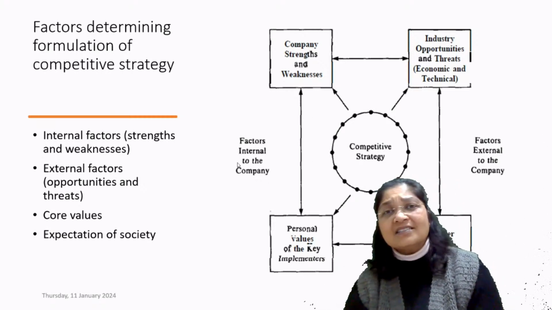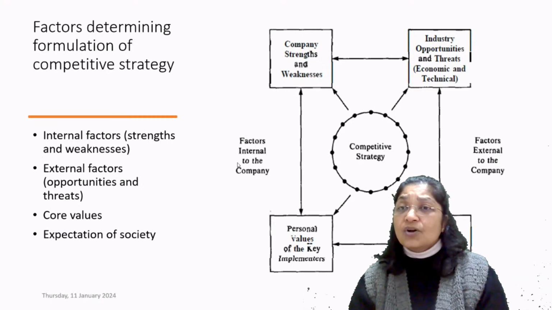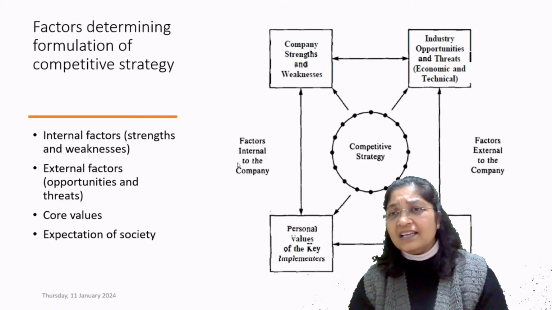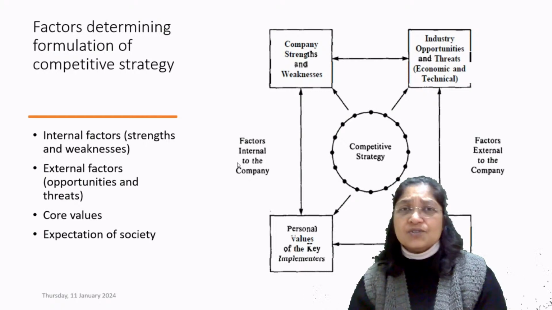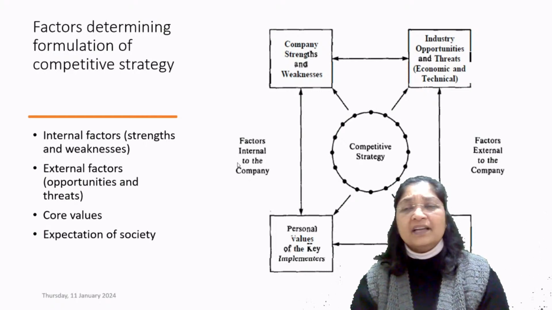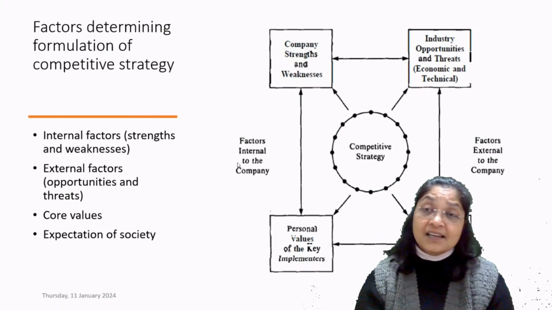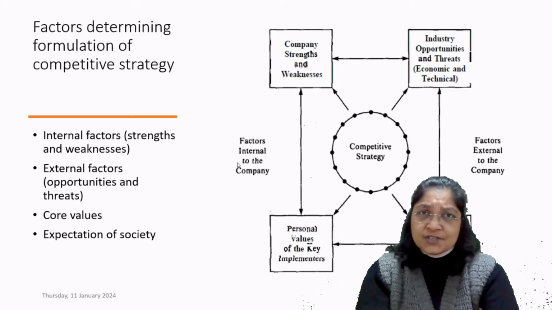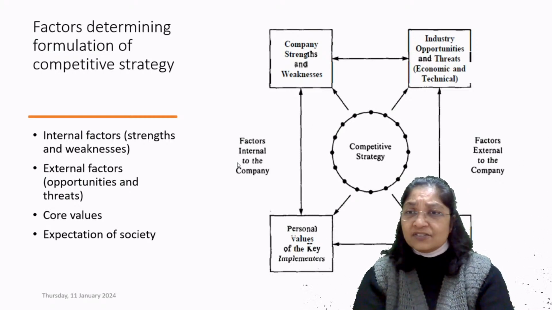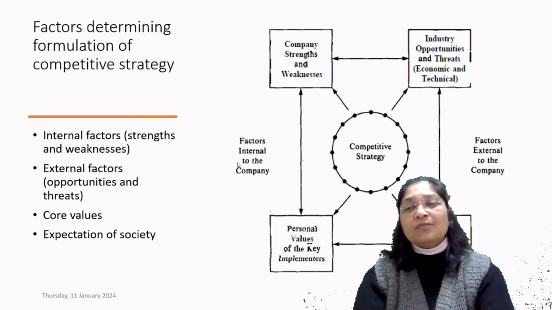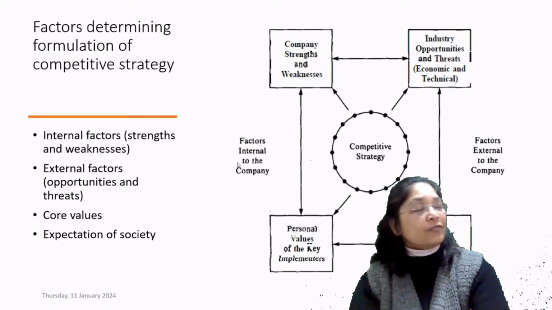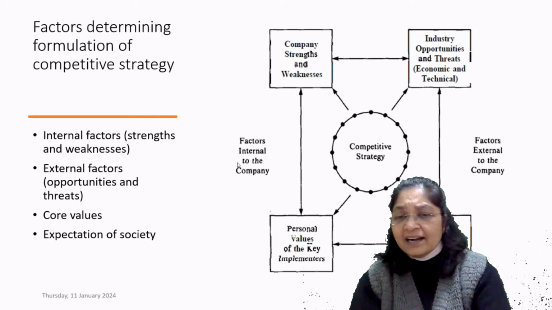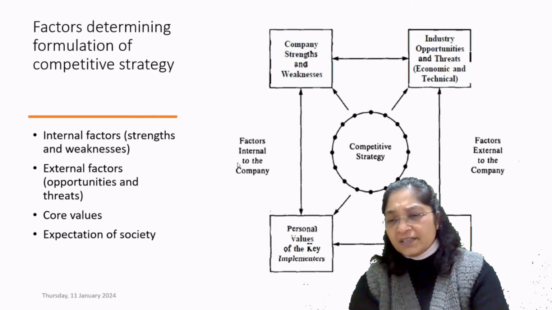The second set of factors are the external factors. Now, what are these external factors? Obviously, as a part of, we had done the SWOT analysis. So external factors would be the industry opportunities and threats. That is economic and technical opportunities and threats existing in the industry as a whole. So the kind of opportunities the industry offers to the organization, the kind of threats that the organization perceives from its competitors in the external environment, that affects the formulation of competitive strategy.